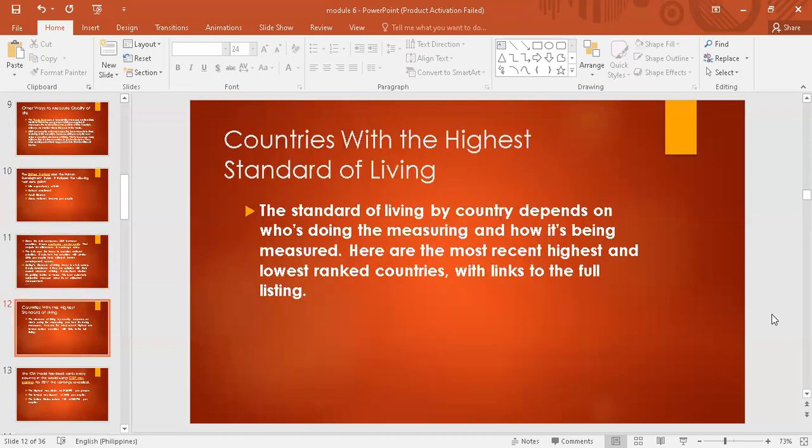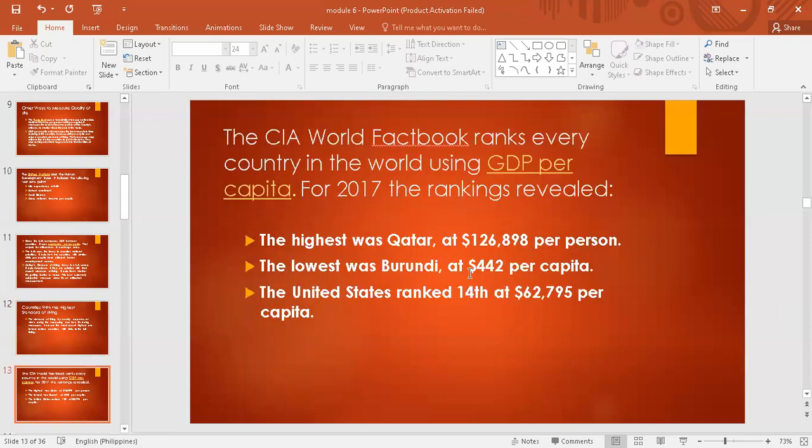Now, ano yung mga countries with the highest standard of living? So, the standard of living by countries depends on who's doing the measurement and how it's being measured. Sino nag-measure? Paano mini-measure? Here are the most recent highest and lowest ranked countries with links to the full list.